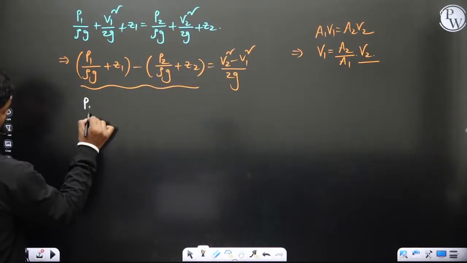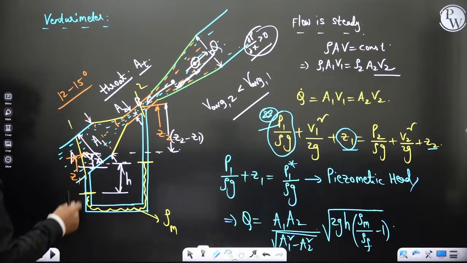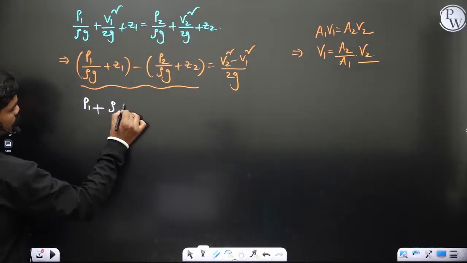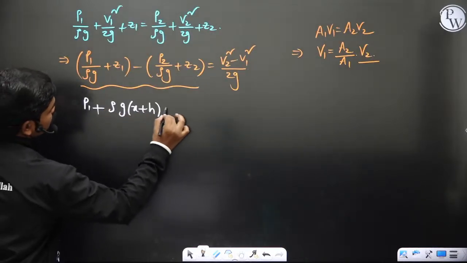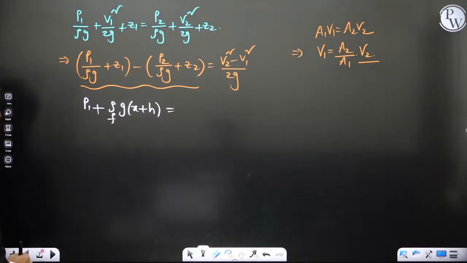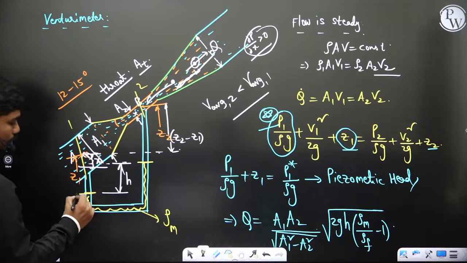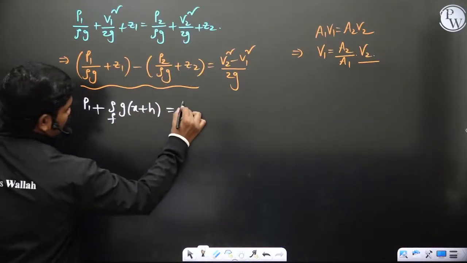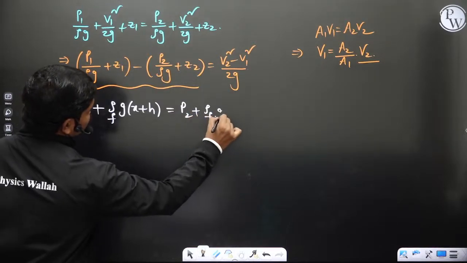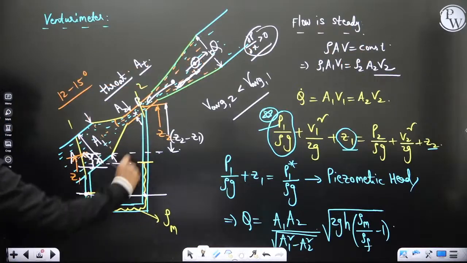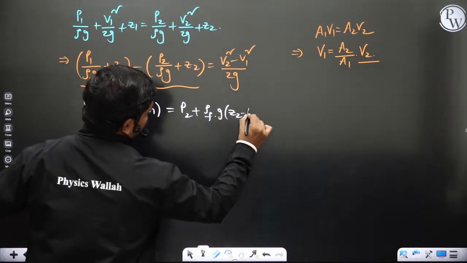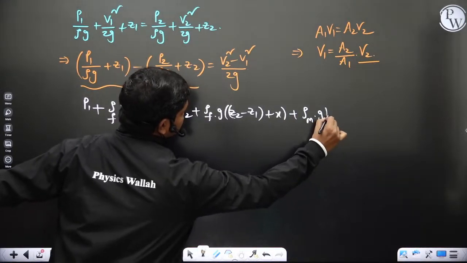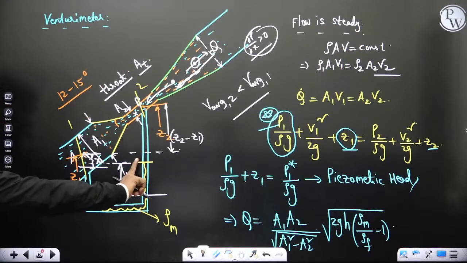P1 plus, okay, so pressure at location 1 plus density of this fluid into g into X plus H. Density of the fluid into g into X plus H. So this is the density of the fluid actually. Okay, so g times X plus H is here. So pressure at this point should be the same as pressure at this location. So pressure at this point is P2 plus rho f g into Z2 minus Z1 plus X, plus rho manometric fluid g H from the manometer. Okay, from this manometric balance rho m g H is what we have.